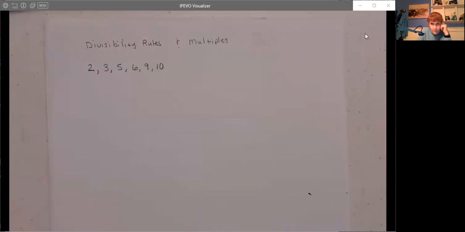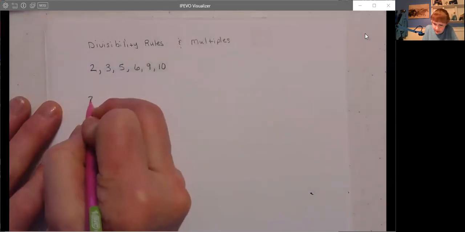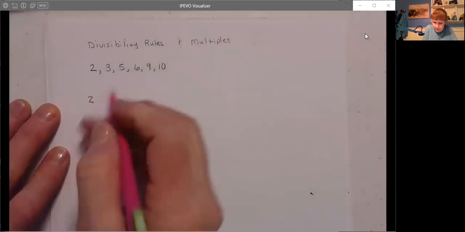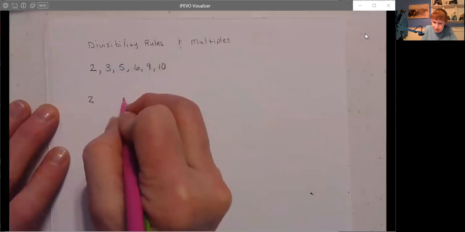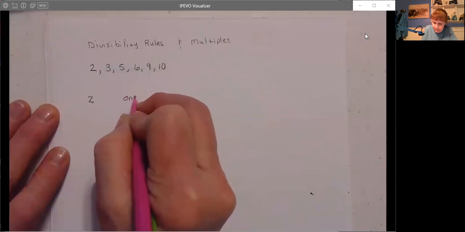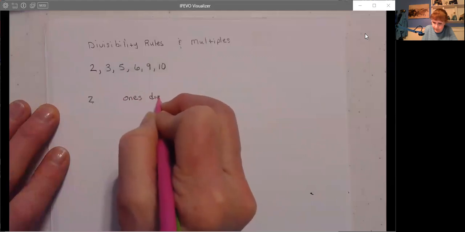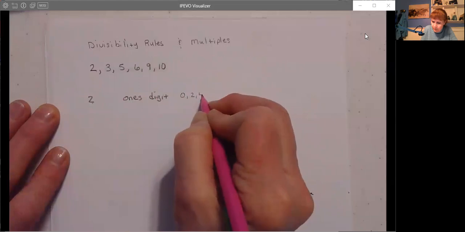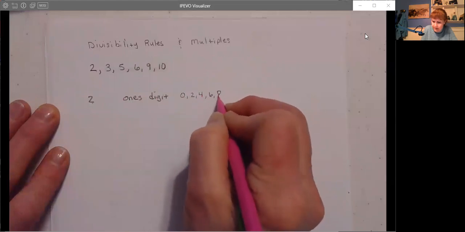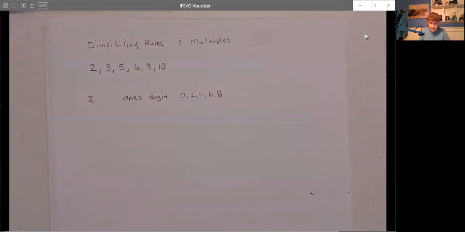How do you know if 2 would go into a number evenly without a remainder? Well, in order for 2 to go into a number, the ones digit needs to be either a 0, 2, 4, 6, or 8. All right, so what does that mean? Let's look at some examples.